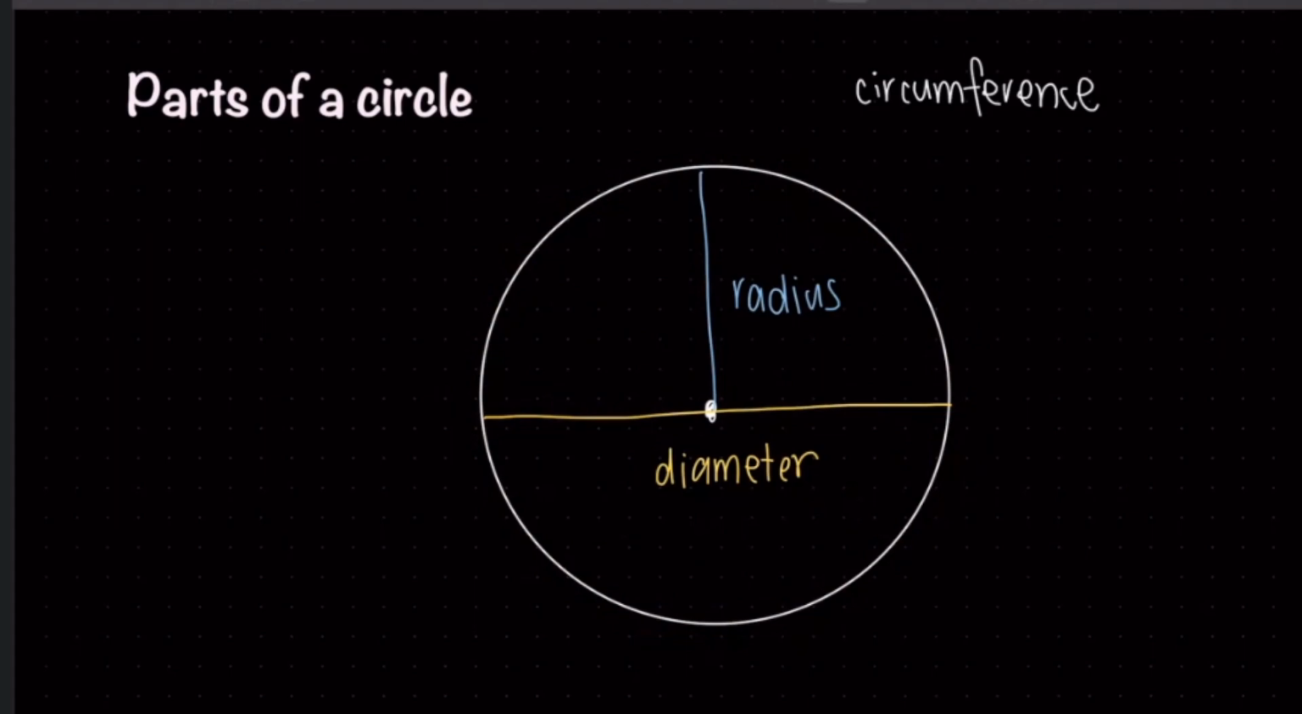And if you notice, the diameter is the same as 2 radii. Radii is the plural of radius. 1 radius, 2 radii. So we have this here, 2 times r equals the diameter, because we have 1 radius here and another radius over here. So diameter is also the same as 2 radii.